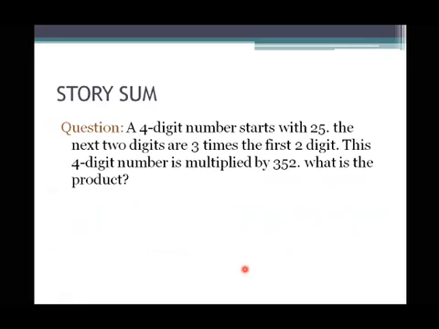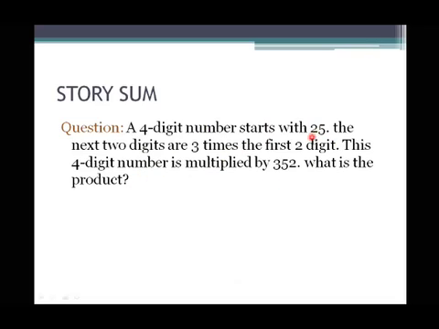Next, let us see one more example. A 4-digit number starts with 25. You have to understand this very well. The next 2 digits are 3 times the first 2 digits. This 4-digit number is multiplied by 352. What is the product? Here they did not give the exact 4-digit number. First it will start with 25. Then the next 2 digits.